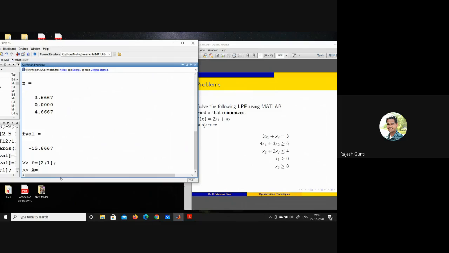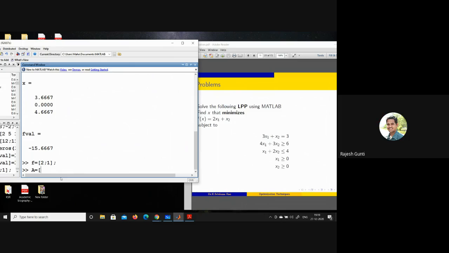Capital A. Tell me anybody, what is capital A for this problem? Two comma one, sir? No. Where is 2? There is no 2. 2, 1 is not there in the main equation.